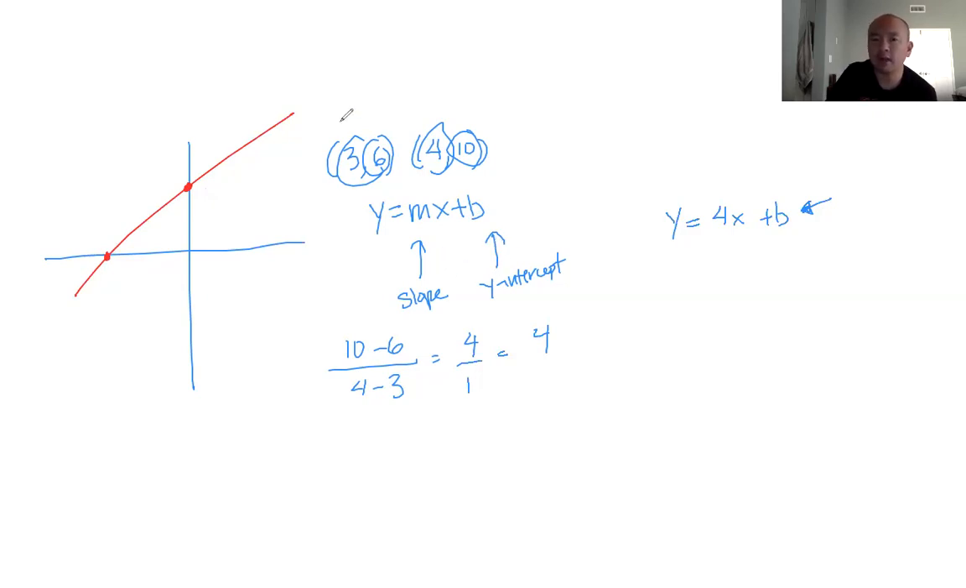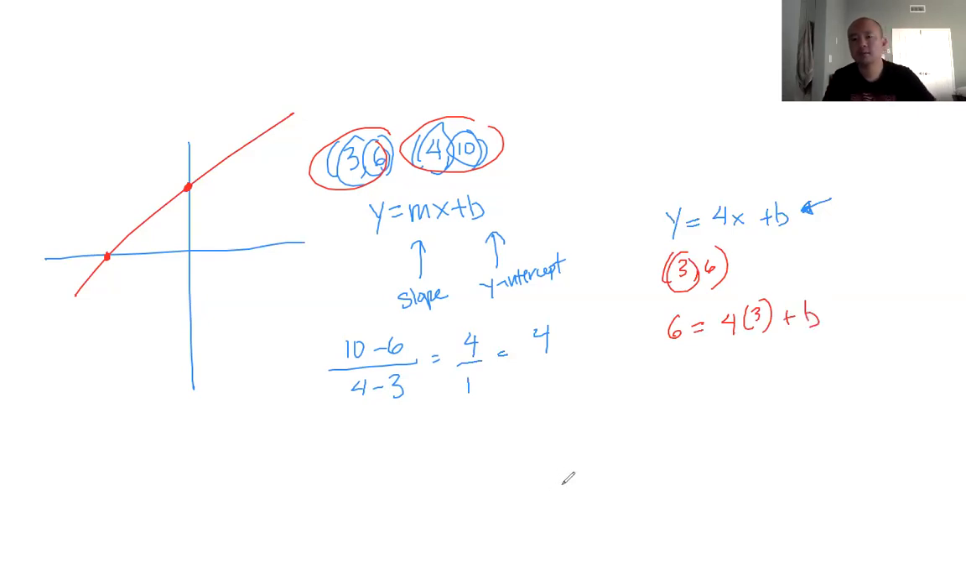So how are we going to find the y-intercept? I'm going to temporarily plug in either point. It doesn't matter; I could choose (3, 6) or (4, 10). I'm going to plug it in for the x and y just to solve for b. Let's choose (3, 6). So y is 6, equal to 4 times the x, which is 3, plus b. That gives 6 is equal to 12 plus b. Subtract 12 from both sides, and we found the y-intercept: b is negative 6.